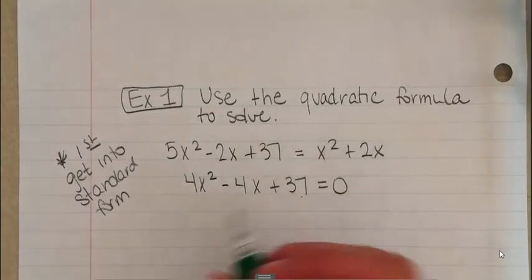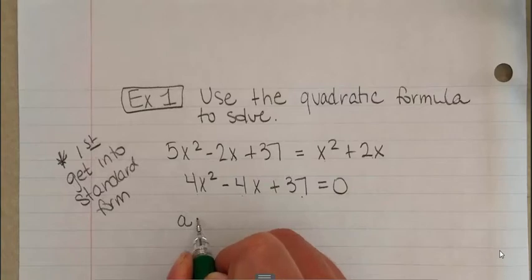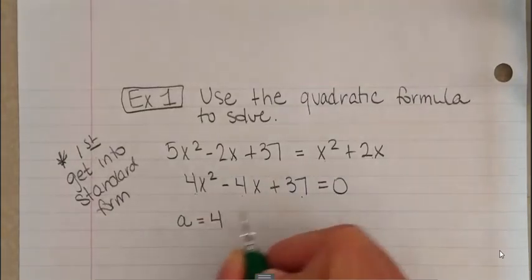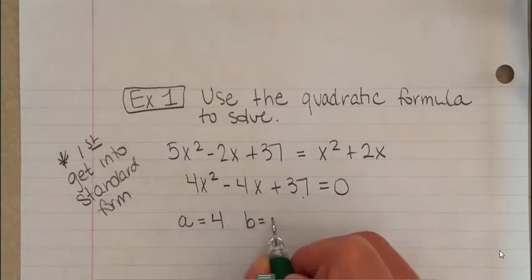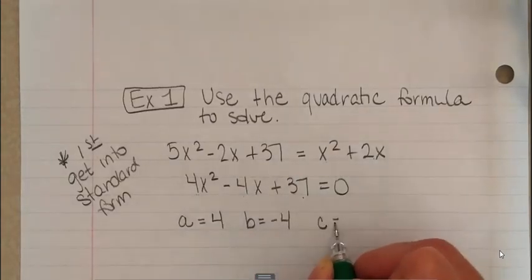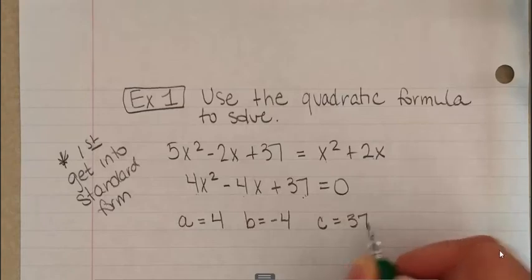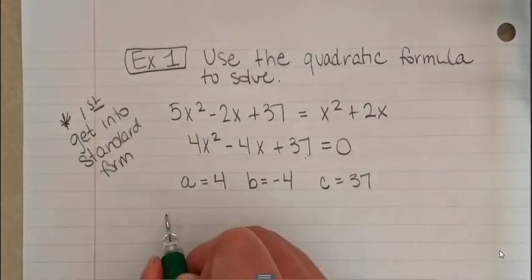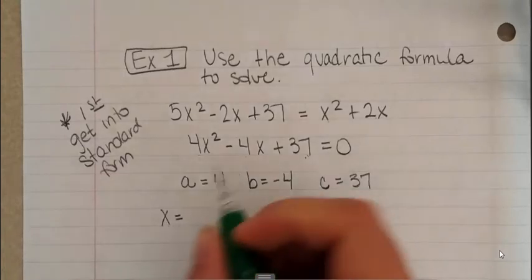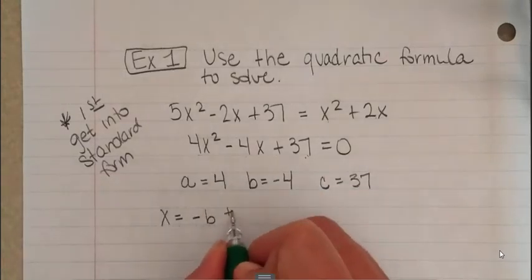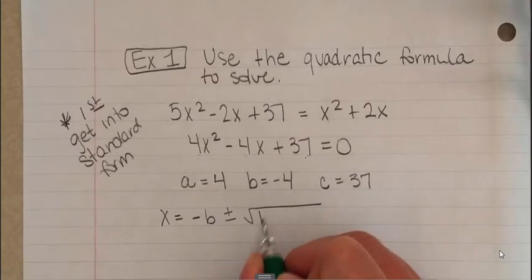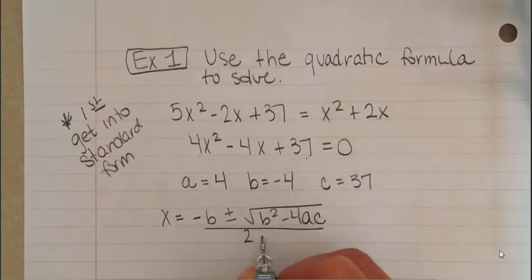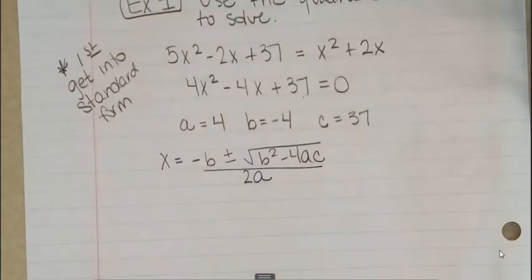For the quadratic formula, you need to identify what your a, b, and c are. So my a, which is the coefficient of x squared. B is the coefficient of x, which is negative 4. And c is my constant, which is 37. And then all I do is I take those and plug them into the quadratic formula, which, if you haven't memorized it yet, negative b plus or minus the square root of b squared minus 4ac all over 2a. And now you just start plugging things in.